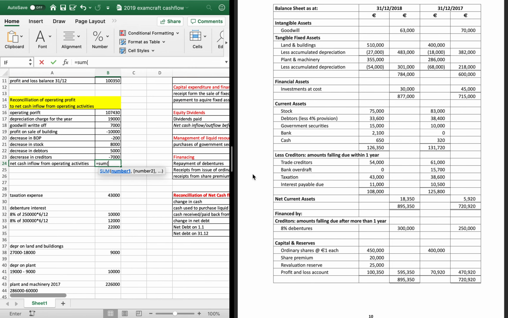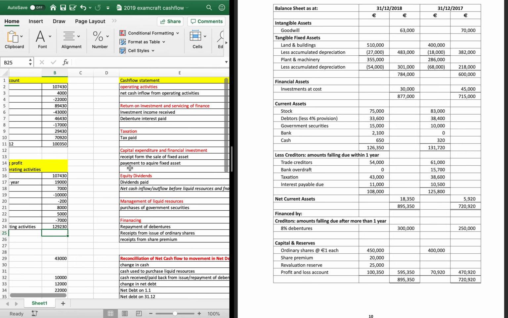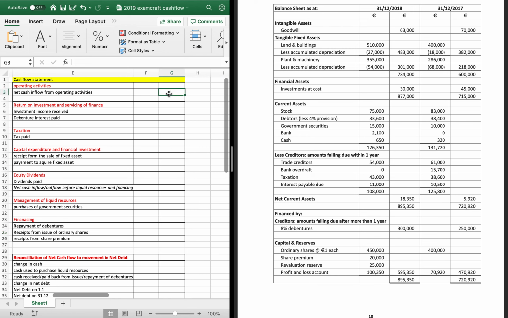So that will give us our net cash inflow from operating activities. So we made a profit of 107,430, but our cash has increased by 129,230. And that gets us onto our cash flow statement. So we take that 129,230, that's our opening figure here. All right, so our first two are return on investments and servicing of finance.